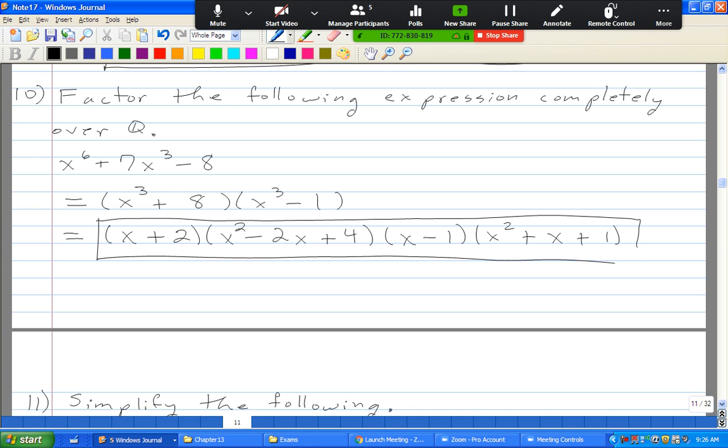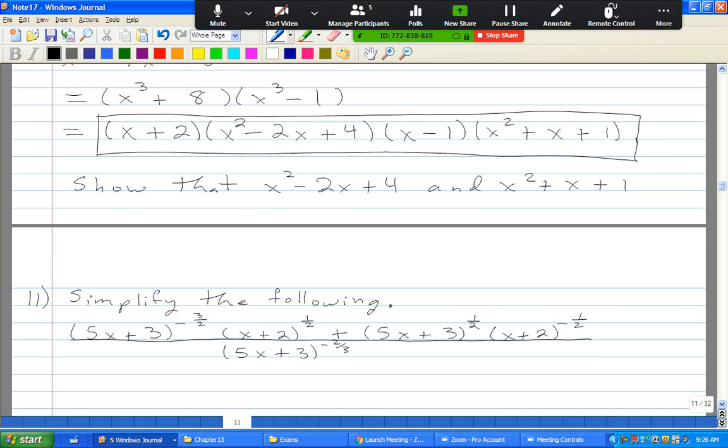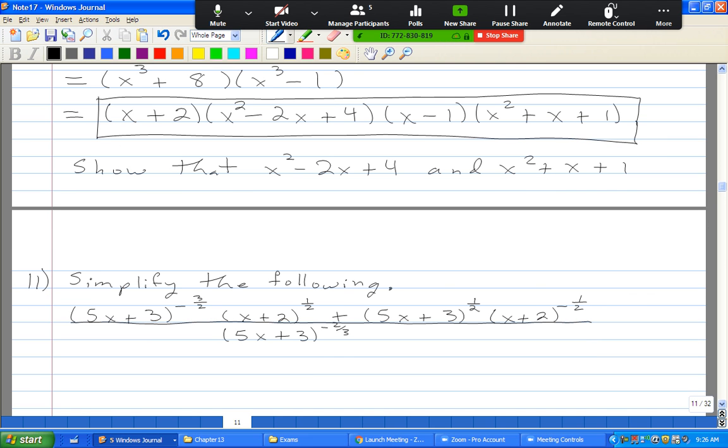I guess let me show that each of these, well, obviously x minus 2 and x minus 1 are factored as much as possible. Let me show that x squared minus 2x plus 4 and x squared plus x plus 1 are each irreducible over the rationals. So let me show that.